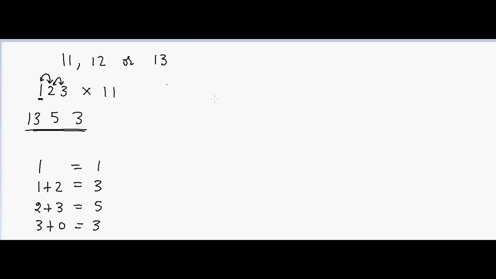Again, how will I do the same for 12? If I have 1 2 3 and I want to multiply by 12, what will I do is I'll first take the first digit. The first digit we have is 1, so I'll just write a 1 here. Then to calculate the second digit of our answer, we'll take the first digit and multiply by 2 and then add 2 into it. So 2 into 1 is 2, plus 2 is 4.